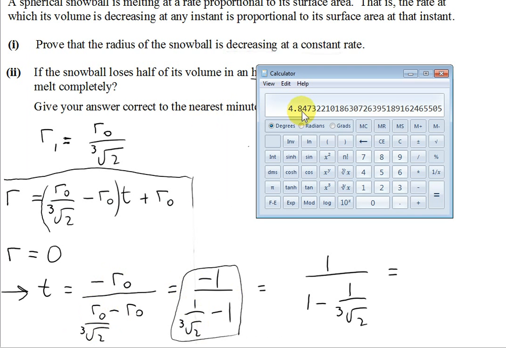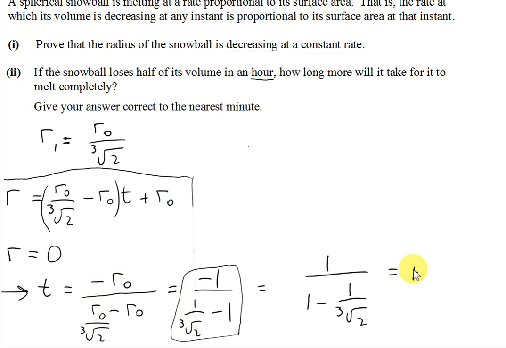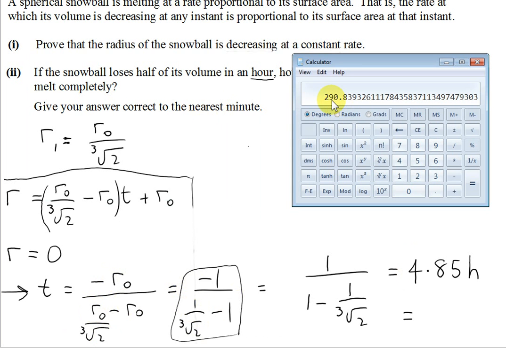We want this to the nearest minute now. Time is in hours. That's the way we set up this problem. So to 2 decimal places, this is 4.85 hours. To the nearest minute, this is 291 minutes.